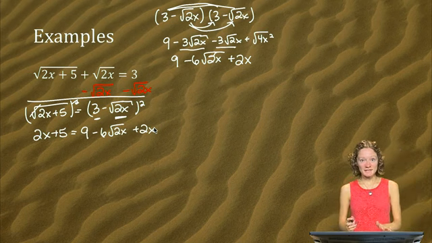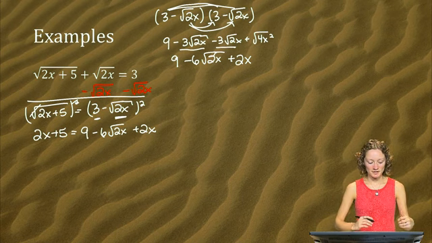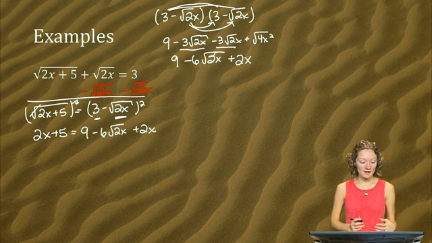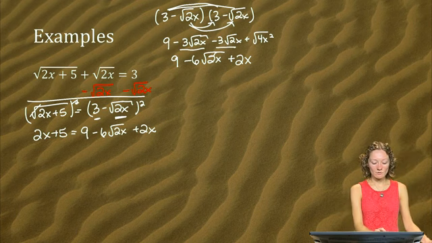Okay, so we've completed step 2. We raised each side to the second power. Now we're in step 3. If another radical remains, start over. Isolate that one radical and square both sides. So that is now our goal.